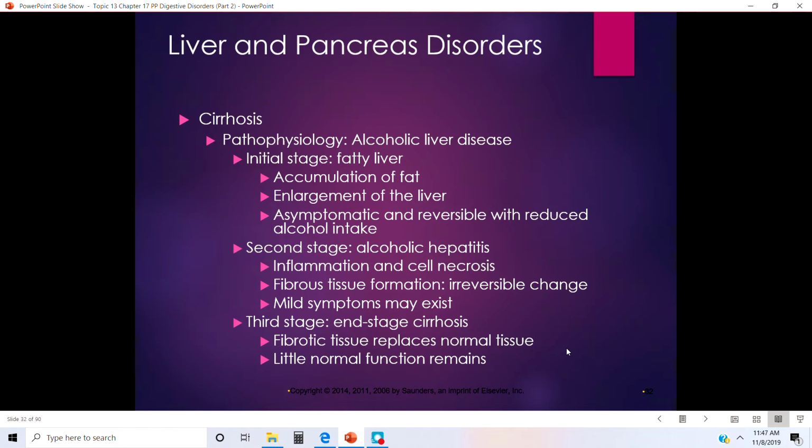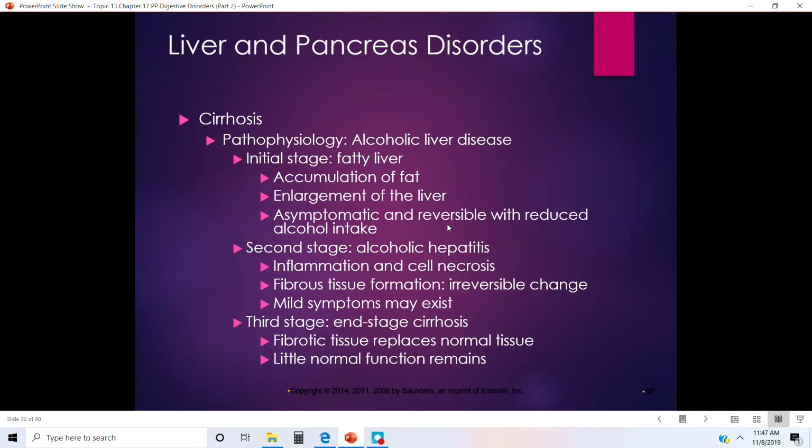This stage here of the fatty liver, this is asymptomatic, meaning that the individual doesn't really exhibit any signs and symptoms. But if they did know that they were in this early stage of cirrhosis and they stopped drinking, this would be reversible. So that would be good news because the liver would go back towards being normal. If they continue to drink, they will then enter the second stage known as alcoholic hepatitis.